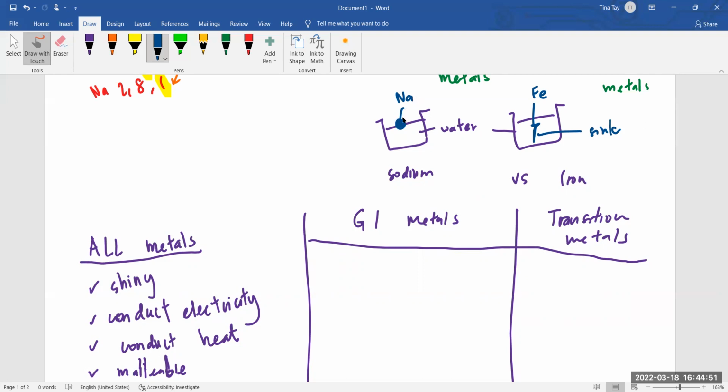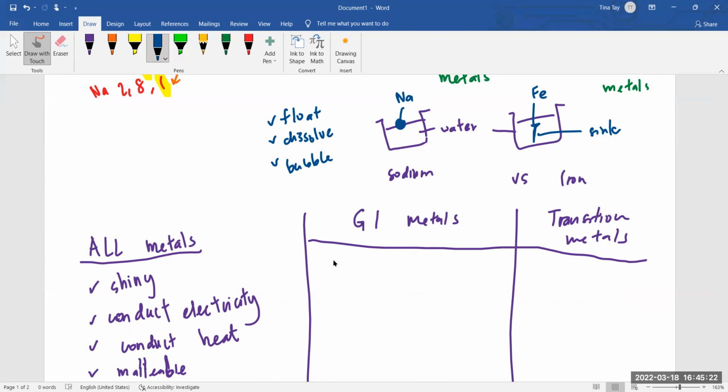But the sodium will not sink. Will the iron nail straight away react, or will it take a few days? Few days. Okay, it will take a few days. The sodium will react immediately. It will float, it will dissolve, and it will bubble. It's very vigorous. The reaction is very, very vigorous.